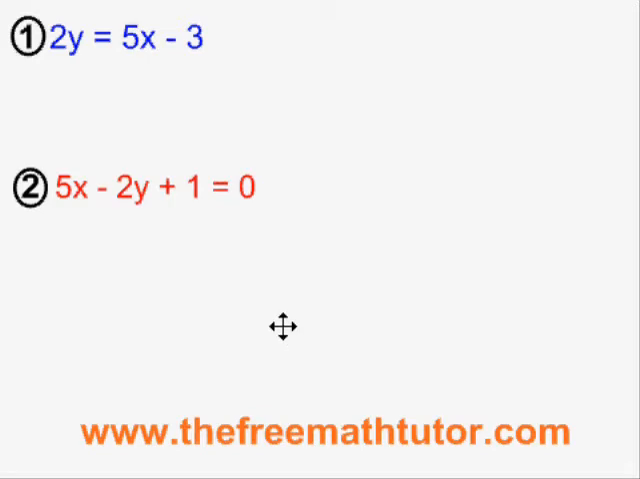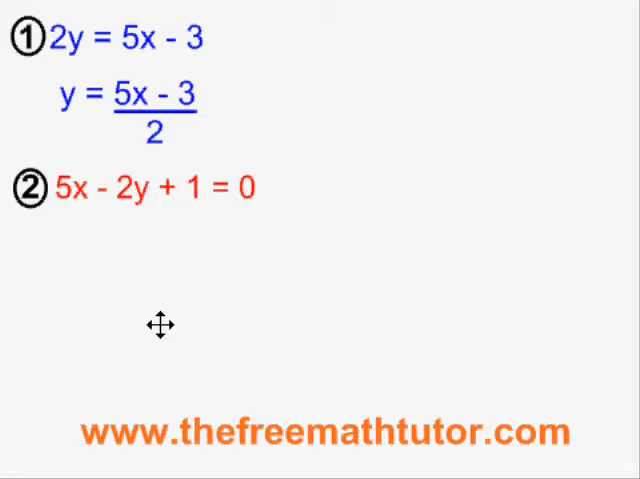To do comparison, I want to use algebra to isolate one of the variables in both equations, and I choose to isolate the y in both of these equations. In the blue equation, I can do this simply by dividing the entire equation by 2. And this is what I get. Y is equal to 5x minus 3 all divided by 2.